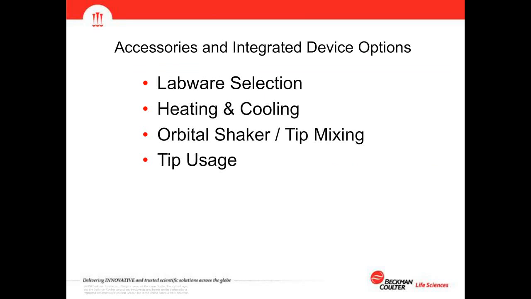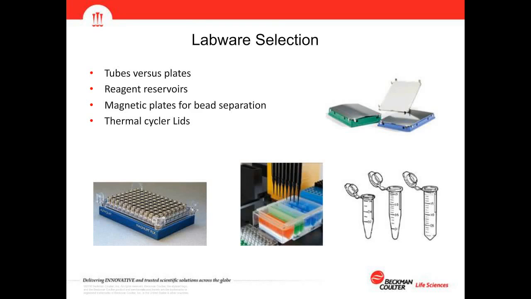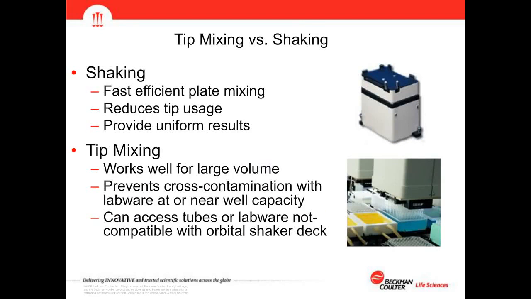Okay, so what else is important if we're looking at NGS workflows? Well, it's definitely about accessories and integrated device options. Labware selection, heating, cooling, orbital shaker, tip mixing, tip usage. If we look at labware selection, you want to make a decision if you're using tubes versus plates, what type of reagent reservoirs are required, magnetic plates and bead separation, and thermal cycler lids, which is an important part if you are looking into integrated thermal cycling.